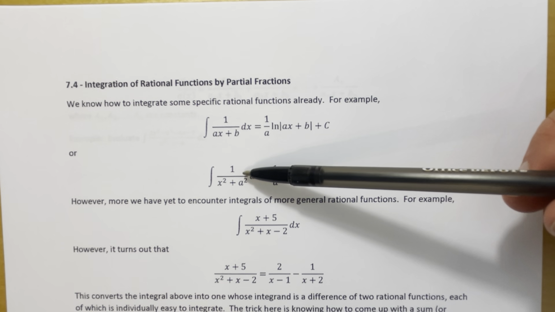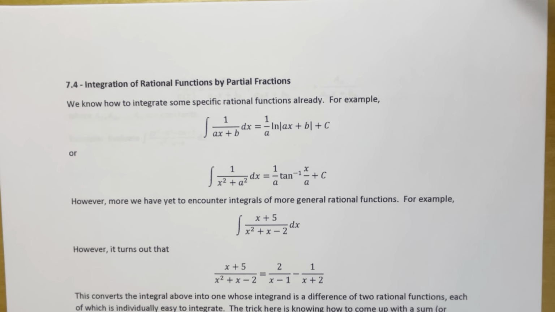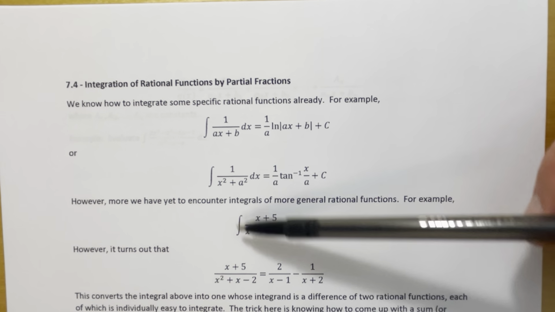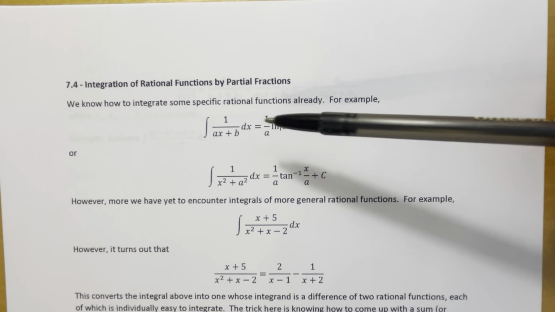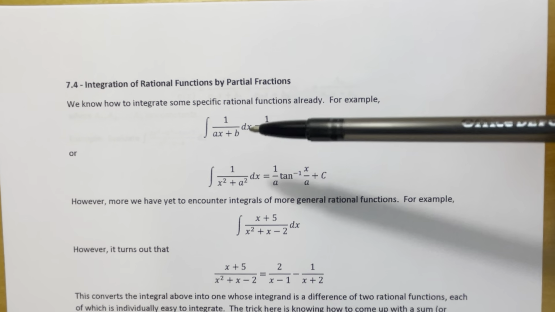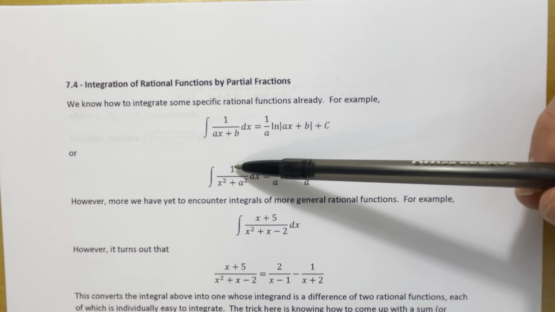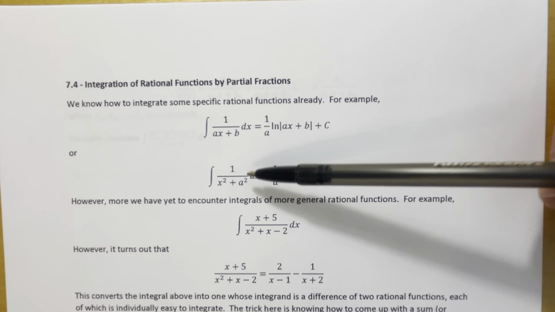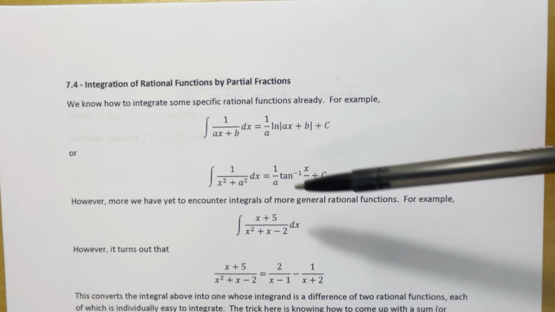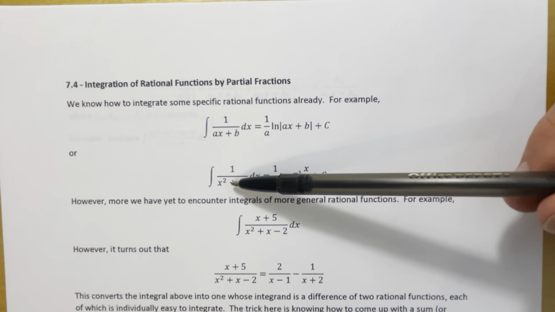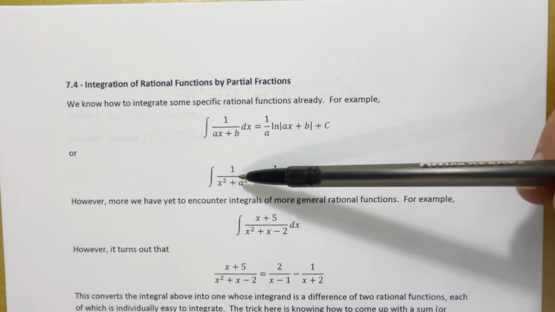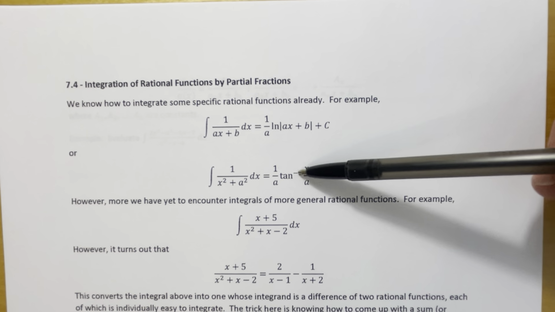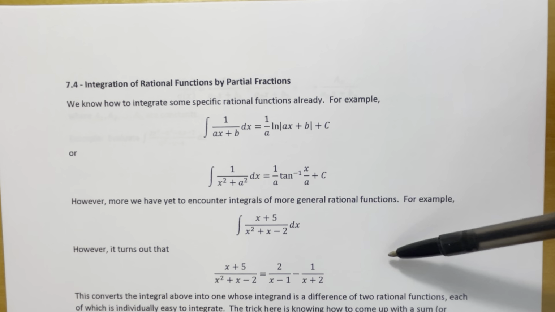Another type of rational function that we've been able to integrate are functions of this type, 1 over x squared plus a squared. And really any function that looks like 1 over x squared plus some constant can be thought of as being in this form, some positive constant specifically. You can use a u substitution to show that this will integrate out to 1 over a times the inverse tangent of x over a, plus c.